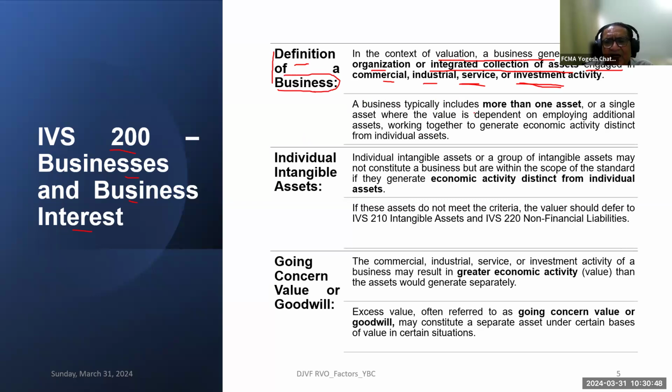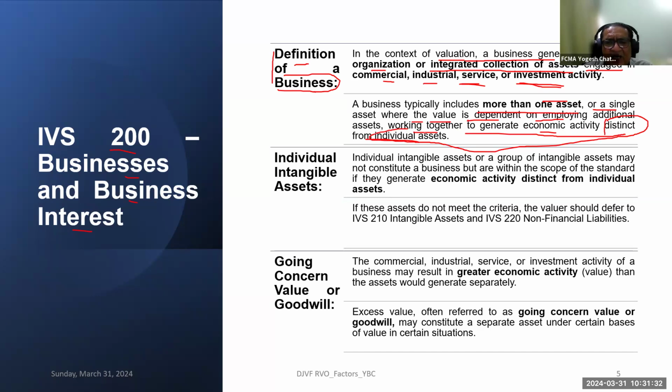A business typically includes more than one asset. Assets include liabilities also, or a single asset where the value is dependent on employing additional assets working together to generate economic activity distinct from the individual assets. This is the crux of the entire definition: working together to generate economic activity, and that economic activity needs to be different from the individual assets.